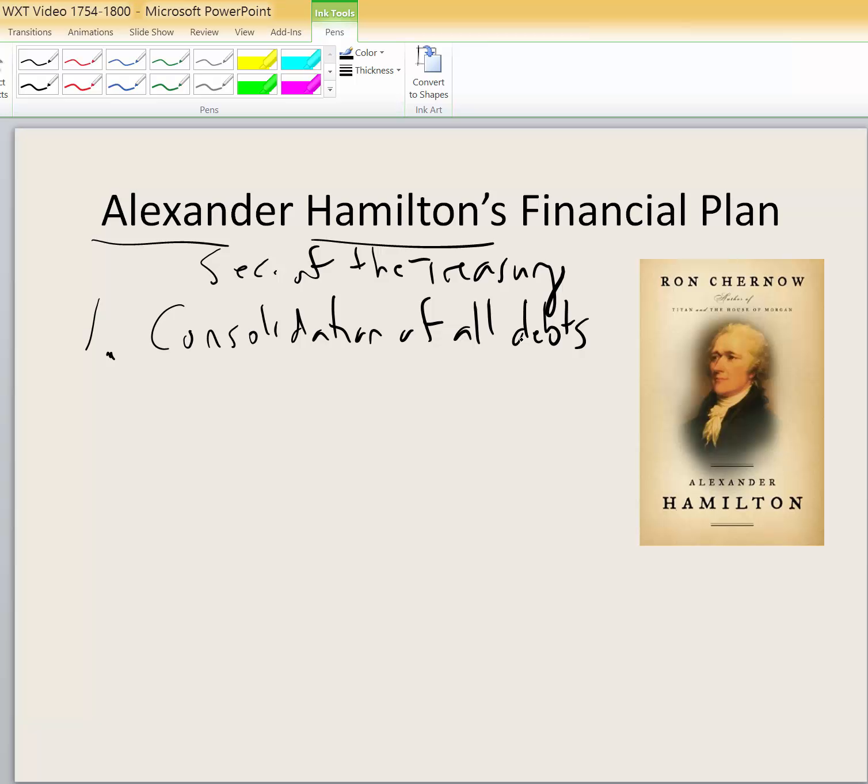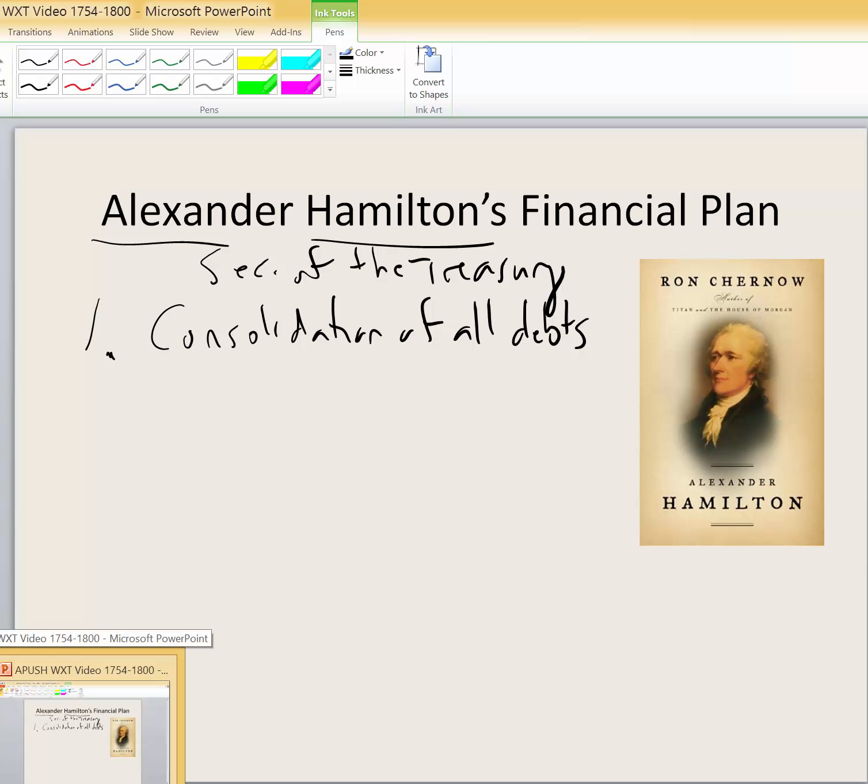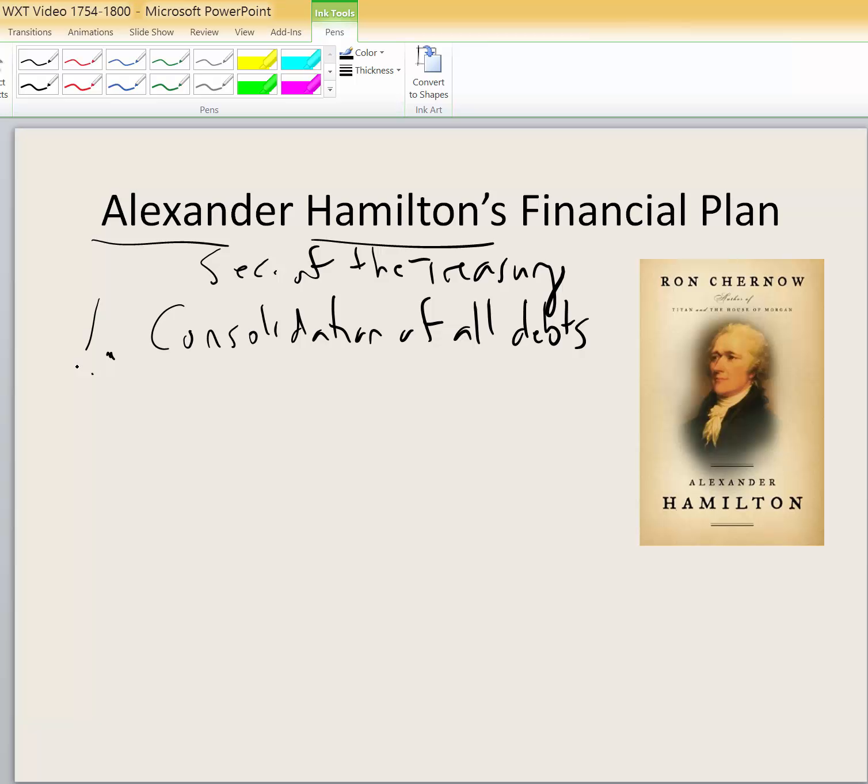Instead of having different states that owed money, instead of having some people who owned bonds and others who didn't, and different types of bonds, and I hope you understand that when you have a bond from the government, technically the government owes you money, so it's a debt for the government. Hamilton says, let's consolidate all of our debts. And let's do that by paying people face value for their bonds.